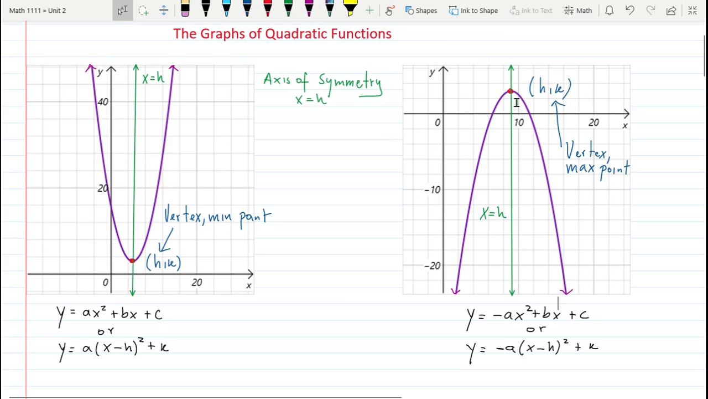And this would be the equation that graphs that particular graph. The only difference is that it has a negative a value, or the negative number in front of the x squared, compared to this form right here on the left. So that is the big distinction between the two.